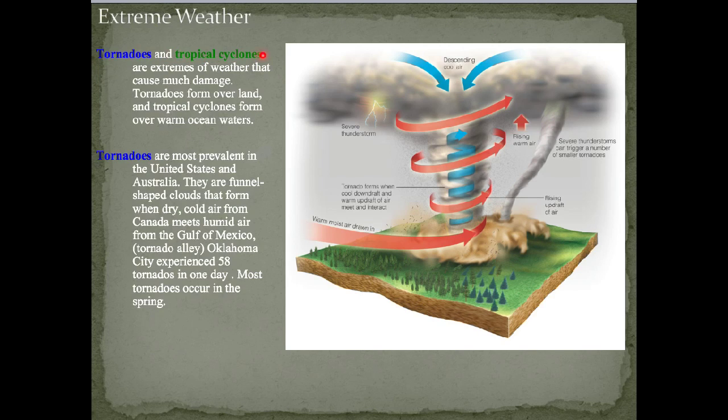Some extreme types of weather are tornadoes and tropical cyclones. They are extremes of weather that cause much damage. Tornadoes form over land, and tropical cyclones form over warm ocean waters. Tornadoes are most prevalent in the United States and Australia. They are funnel-shaped clouds that form when dry, cold air from Canada meets humid air from the Gulf of Mexico. Oklahoma City experienced 58 tornadoes in one day at one time. Most tornadoes occur in the spring.